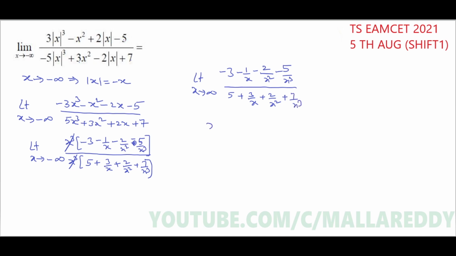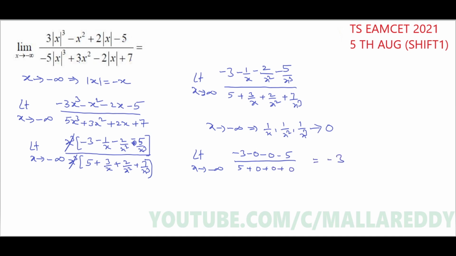As x tends to minus infinity, 1 by x, 1 by x square, 1 by x cube, all these tend to 0. Substituting 0 in this limit, that is minus 3 minus 0 minus 0 minus 0 by 5 plus 0 plus 0 plus 0, that is equal to minus 3 by 5. This is the value of the given limit.